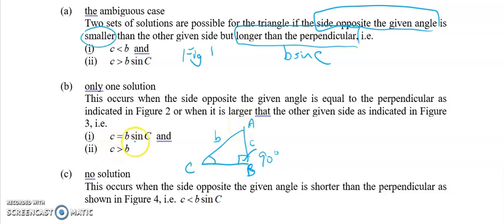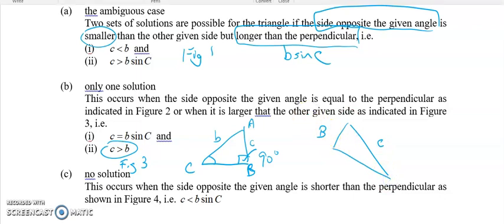Another possible situation is figure 3, this one corresponds to figure 3, where C is longer than B. If the question gives us a longer value of C than B, with this angle here, there can only be one fixed triangle. For more explanation, you may want to look back at figure 3.